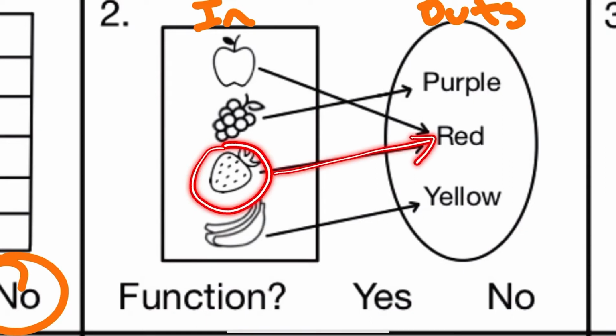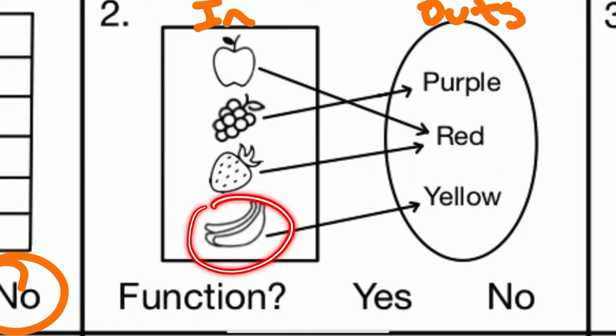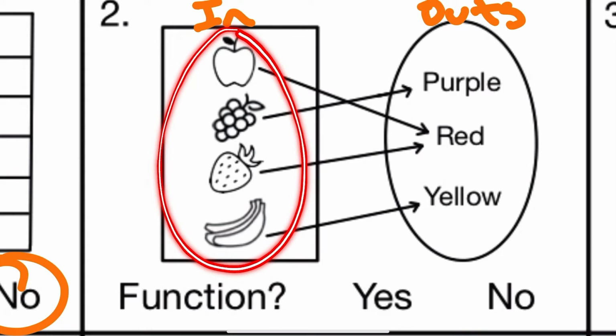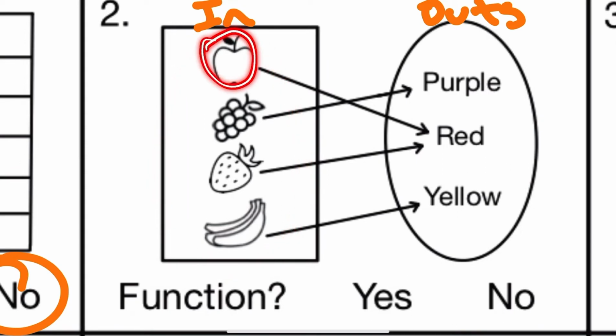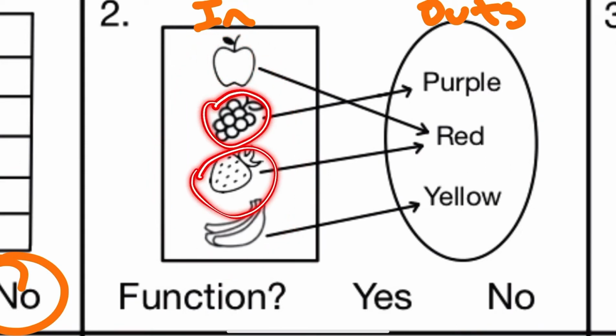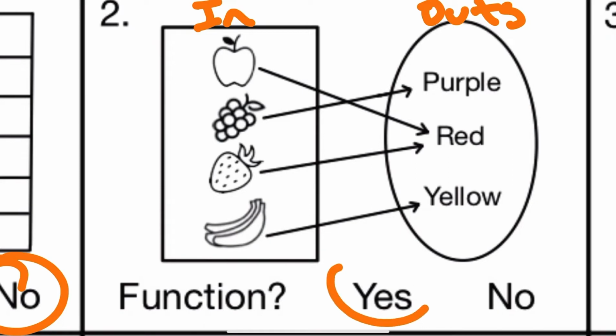Strawberries are red. Sure, all right. And bananas will match to yellow. Yeah, okay, cool. That all makes sense, right? Okay. None of our inputs are repeating. We only have apples, grapes, strawberries, and bananas. All of those fruits are different from each other. So, yes, this is a function since there are no repeats.